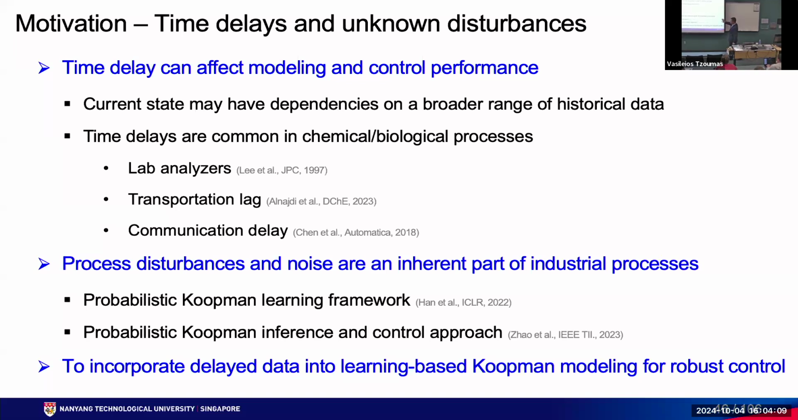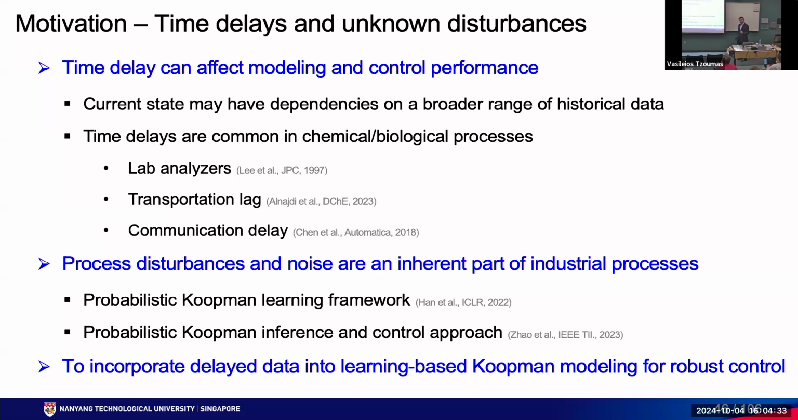Another factor is disturbance and noise. So far, we have seen the establishment of a deterministic Koopman model. We have AX plus BU and plus nothing, right? Because when we leverage the Koopman operator or Koopman modeling framework, especially when we solve the least square problem using extended dynamic mode decomposition, we can only get A and B.